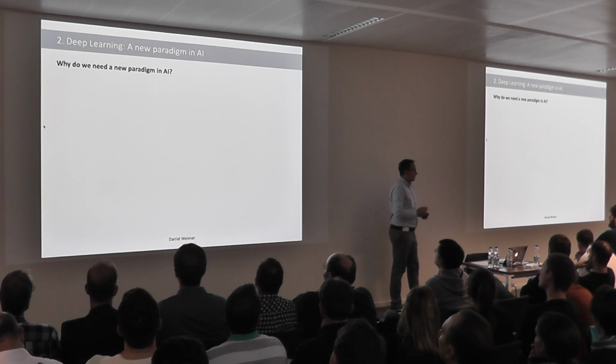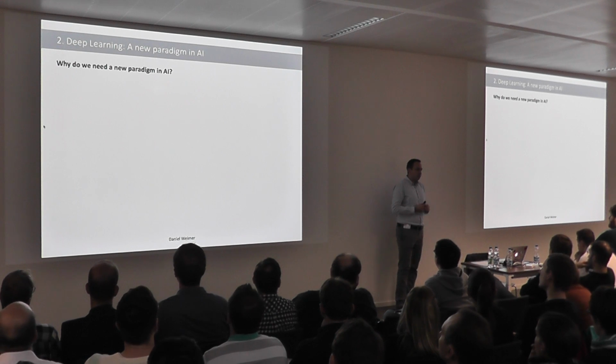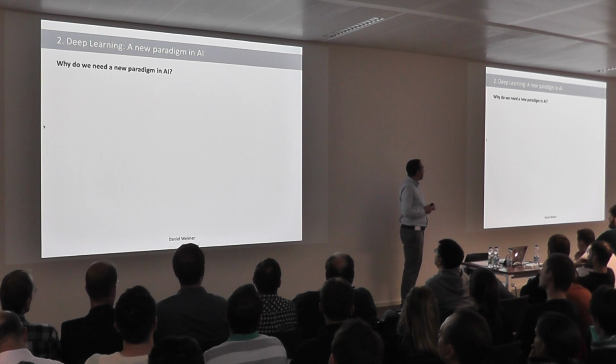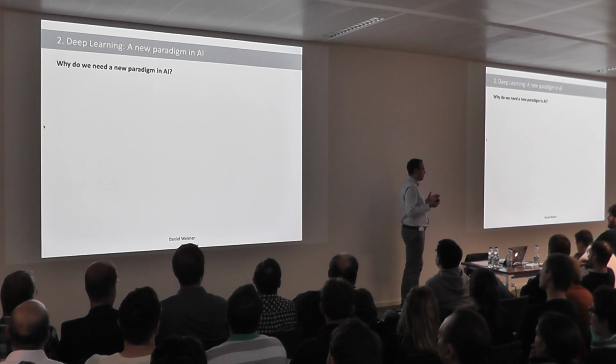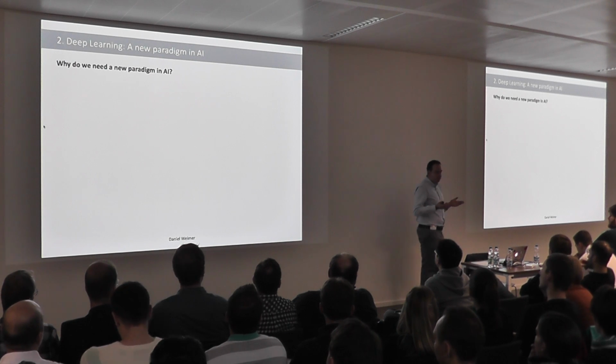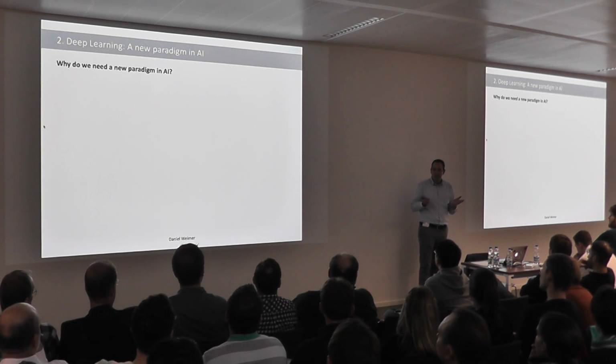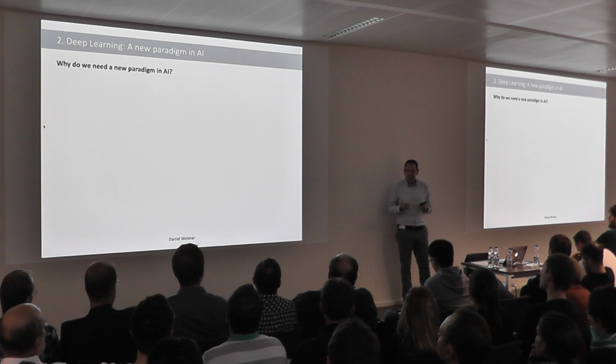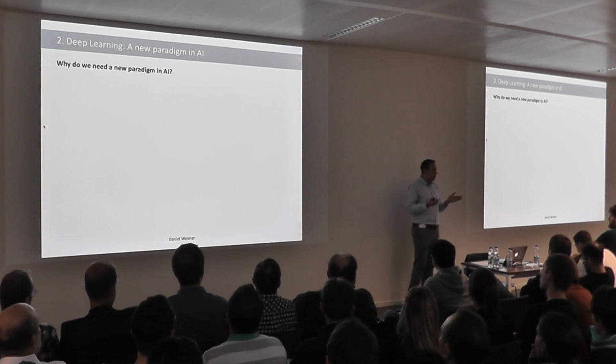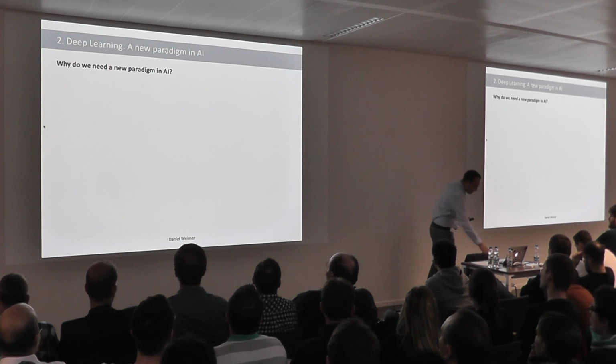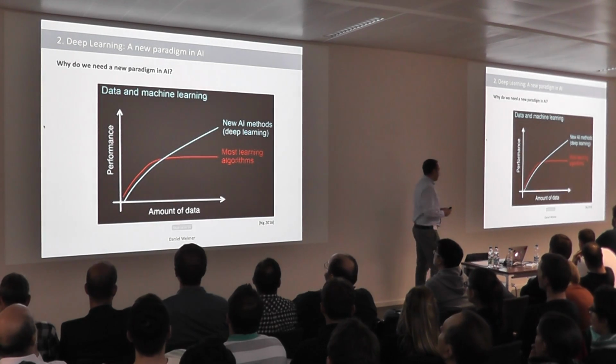Before I go more into the details, I want to have a second motivation for deep learning. So why do we actually need a new paradigm in artificial intelligence or machine learning? We have powerful techniques, statistical learning theory, support vector machines and things like that. Why do we need deep learning? Why do we need a new paradigm? And the answer is this slide.